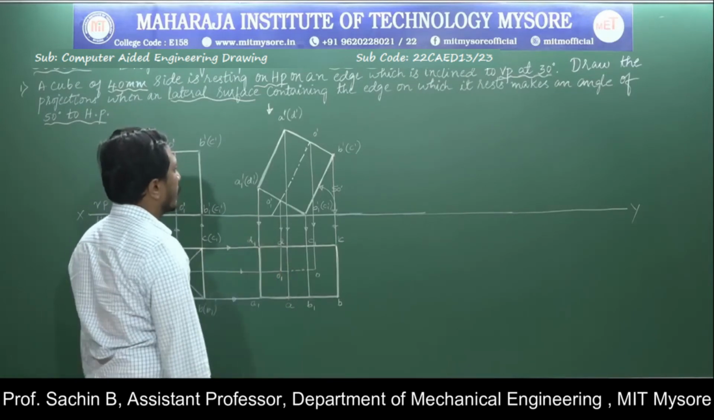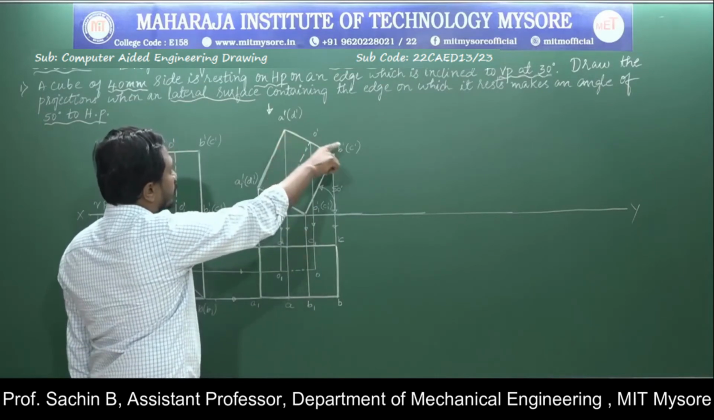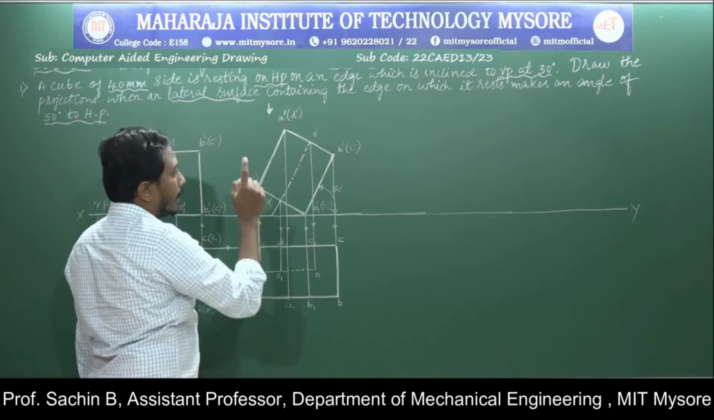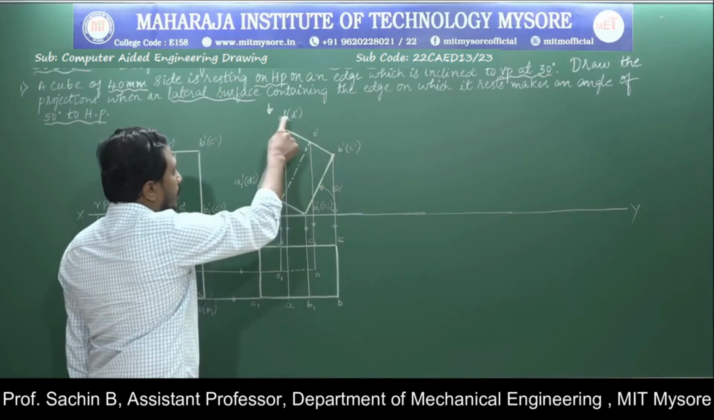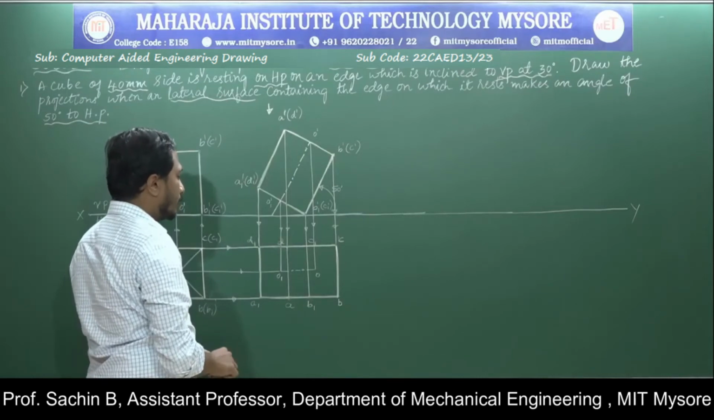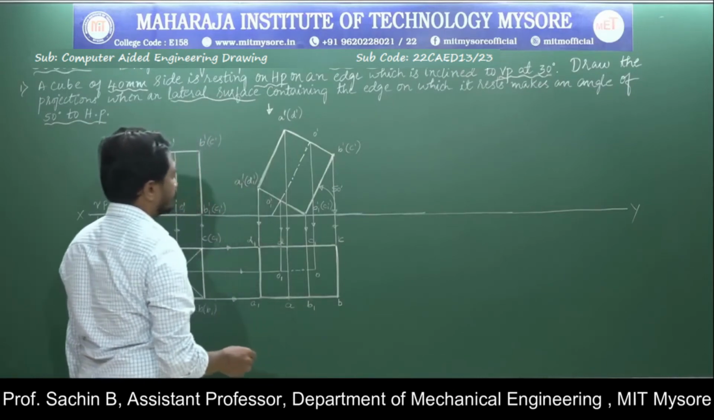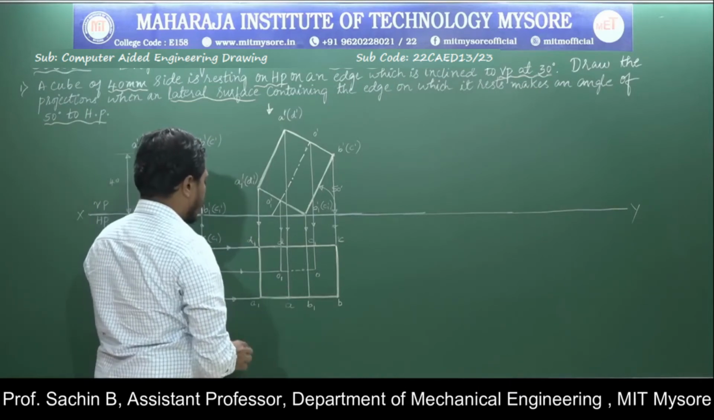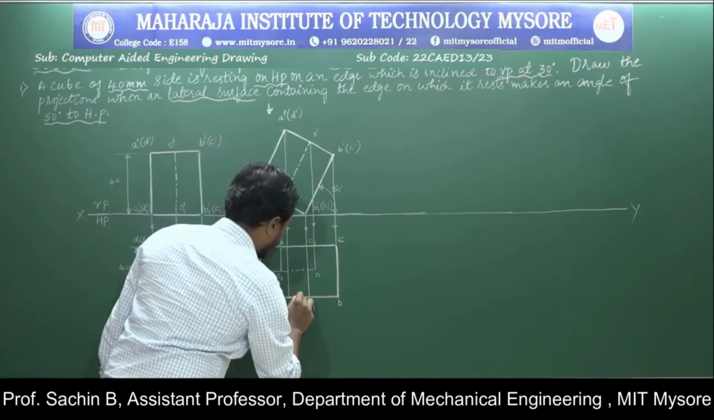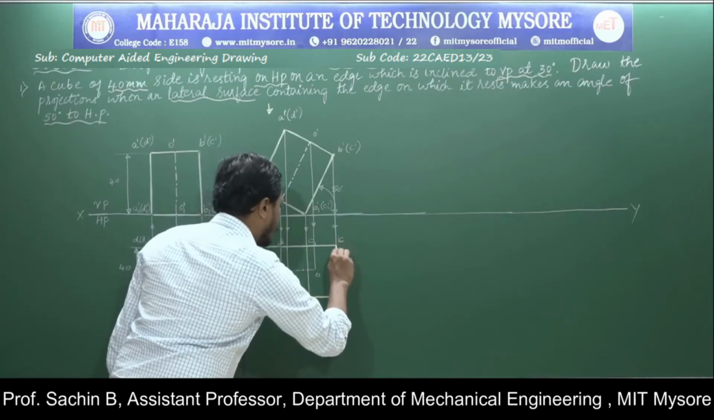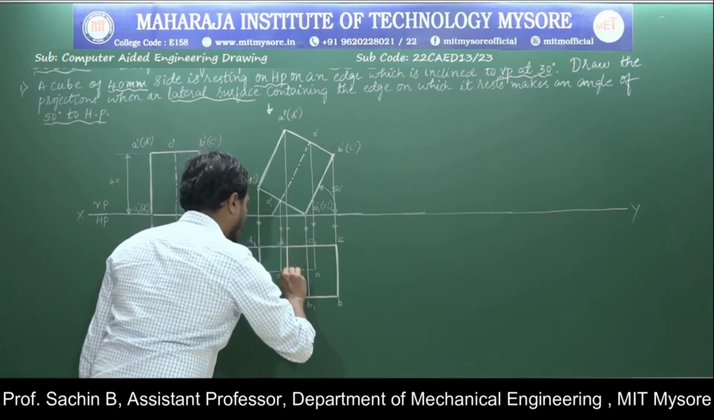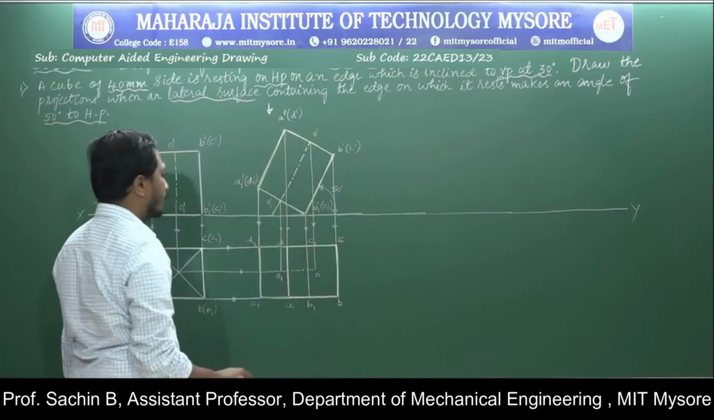The base and the topmost face, that is A dash to B dash, B dash to C dash and C dash to D dash, this top face is clearly visible for us because it is near to the observer. Based on that, I will make dark this A to B, B to C and C to D, and again D to A. This top face is clearly visible for us.